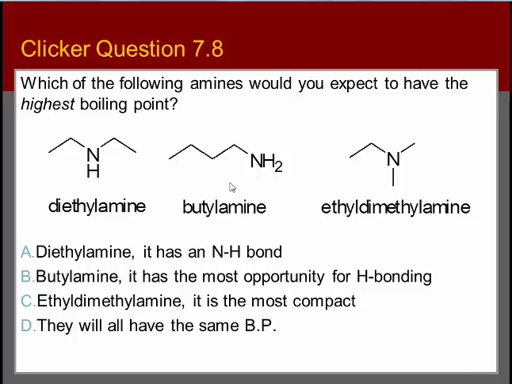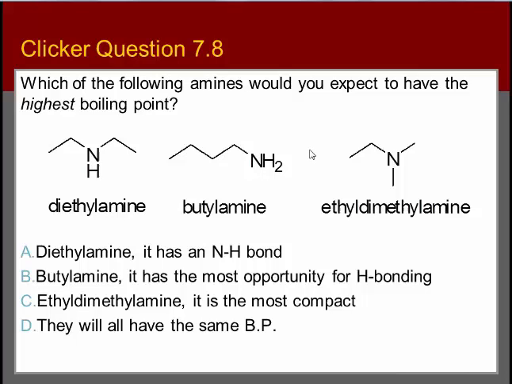Now the differences between diethylamine and butylamine. Butylamine has 2 NH bonds, diethylamine has 1, so we might infer from that butylamine has more ability to hydrogen bond. It has 2 NH bonds plus the lone pair, as opposed to 1 NH bond and a lone pair in diethylamine. So we might choose B, butylamine, it has the most opportunity for hydrogen bonding. Two NH bonds, and the lone pair.